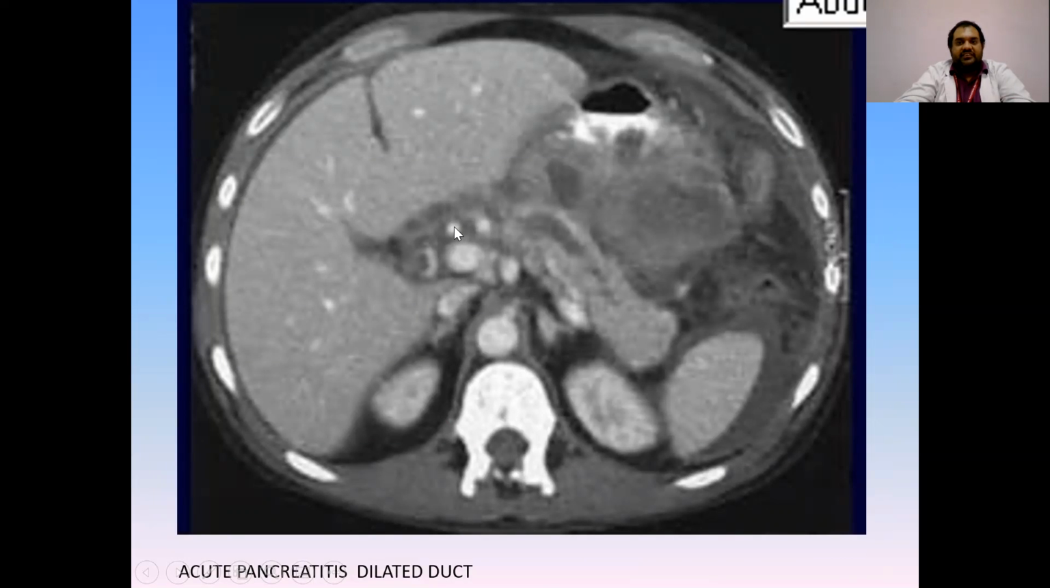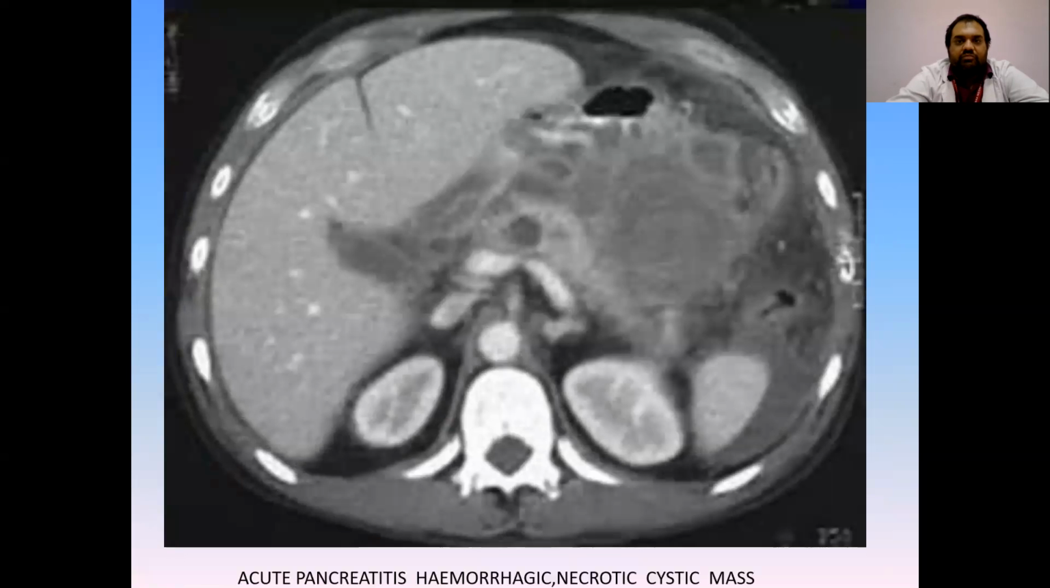And this is a CT abdomen showing acute pancreatitis with dilated main pancreatic duct. And this is an axial CT abdomen showing acute pancreatitis, hemorrhagic necrotic cystic mass. This is hypoechoic in the head of the pancreas.